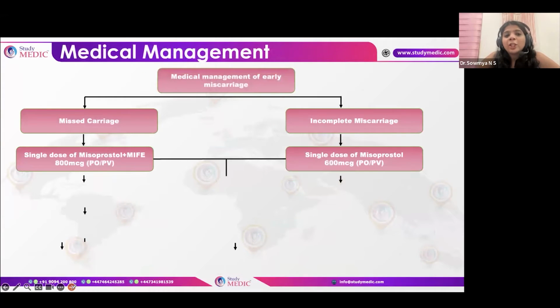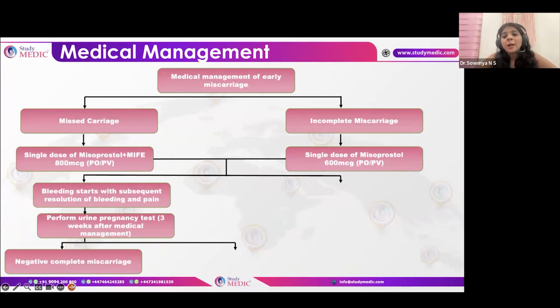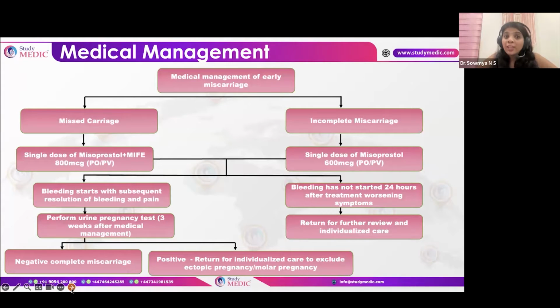What about the medical management? There is a recent updated guideline which talks about giving mifepristone for missed miscarriage because it can help in better cervical priming. So for missed miscarriage you can use misoprostol and mifepristone, and for incomplete miscarriage you can use misoprostol 600 microgram. The dose is important. Misoprostol 800 elsewhere, here it is 600.